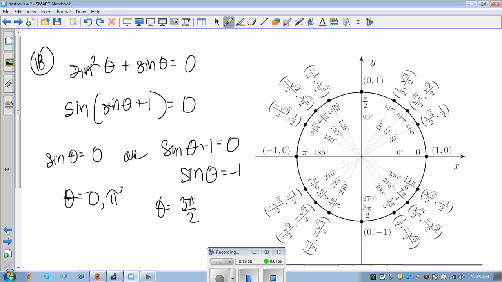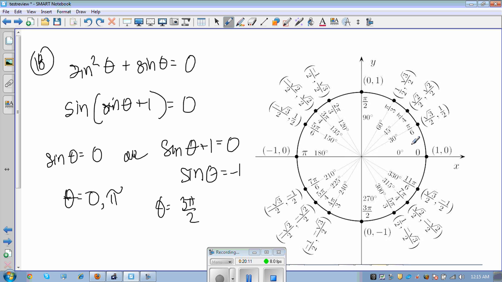So instead of dividing by sine or moving this over, anything like that, I'm going to factor a sine out. So sine times sine will give me the sine squared, times the 1 will bring me back to that. It's set equal to 0. So either sine of theta is a 0 or sine of theta plus 1 is a 0. So where is the sine of theta 0?